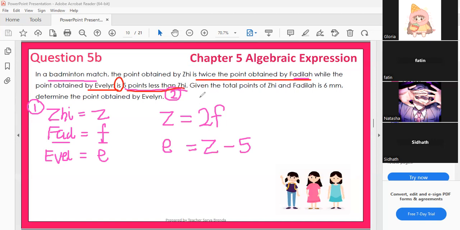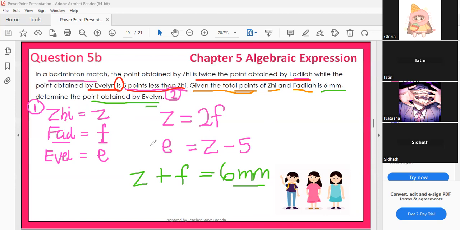Okay, understand. Now, third equation, third information coming. Given the total points of Z and Fadila, that means what? That means they give you a new one now. Z plus Fadila is equals to how much? 6 mm. 6, whatever, the unit, you don't ask, okay? I don't know what mm. 6 marks or whatever, okay? Just imagine it's 6. Given the total points of Z and Fadila is 6. Find the point obtained by Evelyn.